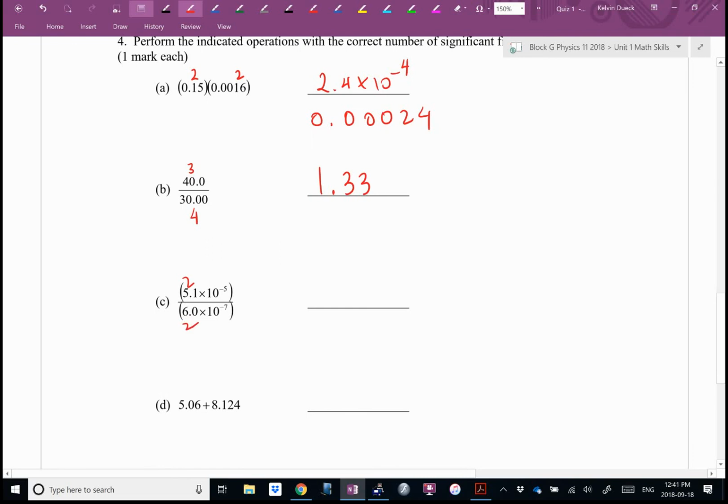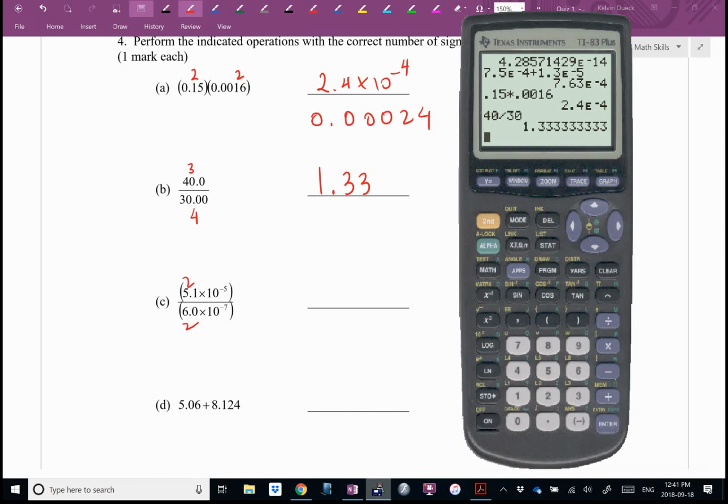2 sig figs. I'm going to go to 2 sig figs. I don't like this quiz after. I'm going to change some of these numbers because too many of these worked out nice. I think this one also kind of worked out nice. 5.1 scientific notation -5, divided by 6 scientific notation -7. Because to 2 sig figs, it kind of drops into your lap.